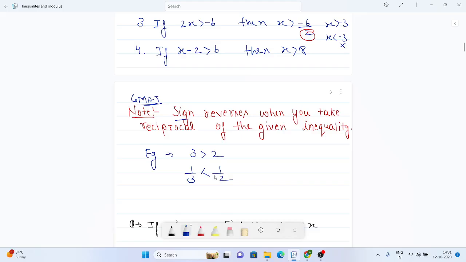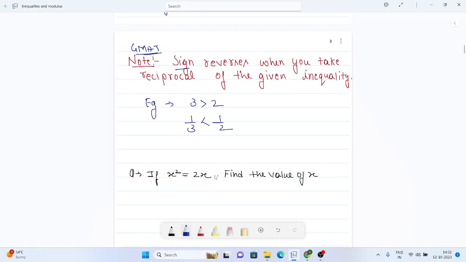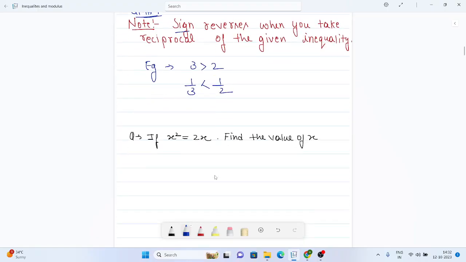So the conclusion is that the sign of inequality changes in three cases: either you multiply by a negative constant, you divide by a negative constant, or you take the reciprocal of the number. This is all about subtraction, addition, multiplication and division of inequality. Now let's solve one example. I give you 2 minutes, try this and tell me the answer.